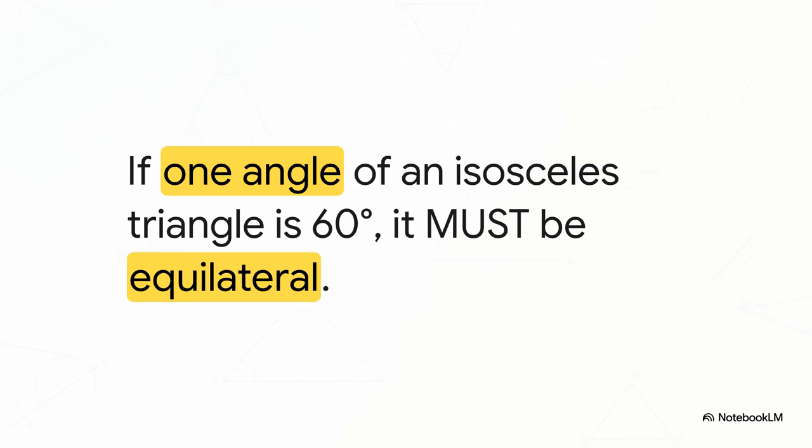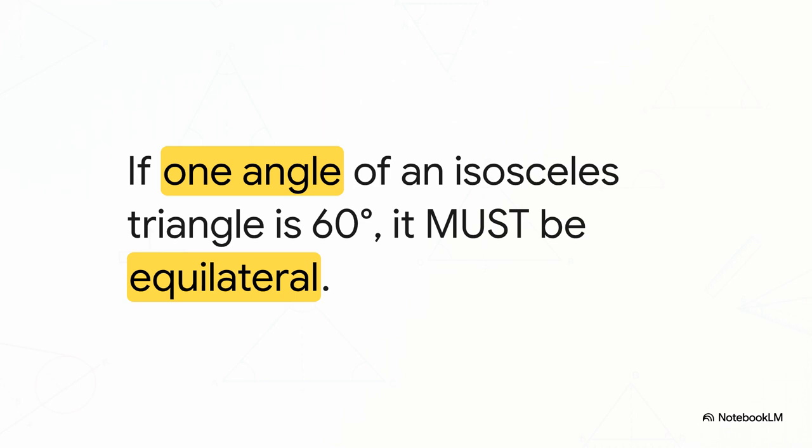So if you know a triangle is isosceles, meaning 2 sides are equal, and you find out that just one of its angles is 60 degrees, boom. The entire shape instantly upgrades to equilateral status. Just think about the logic for a second. If the vertex is 60, the remaining 120 degrees have to split evenly into 60 and 60 at the base. Or if a base angle is 60, its twin is 60, leaving exactly 60 for the top.